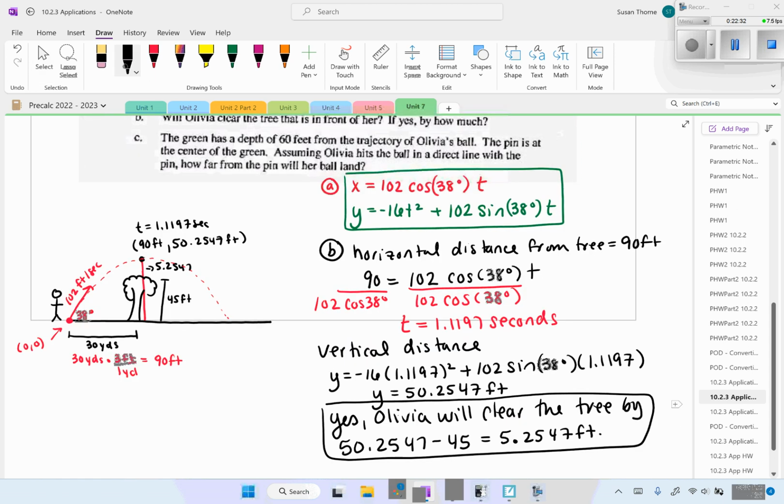So she is 100 yards, let's say, from the green. We'll call this the green right here. And from the green to the pin, which is the hole, is 60 feet.